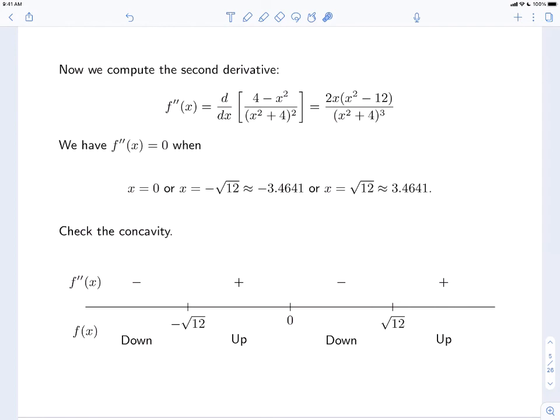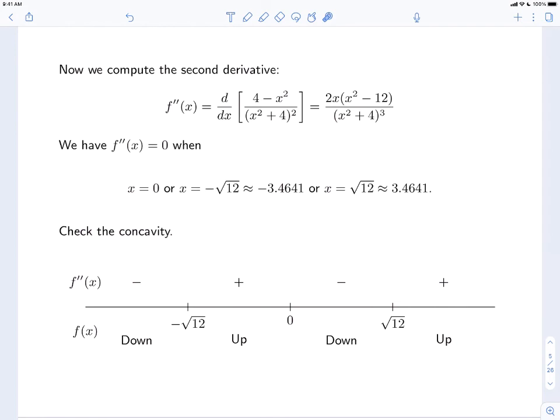There are 3 places where the second derivative is equal to 0, at x equals 0, and also at x equals plus or minus the square root of 12, which you see here. So we can check the concavity by making a sign chart for the second derivative. We have to mark on a number line the places where the second derivative is equal to 0: negative square root of 12, 0, and square root of 12. And you can just check a point on each of these 4 intervals.